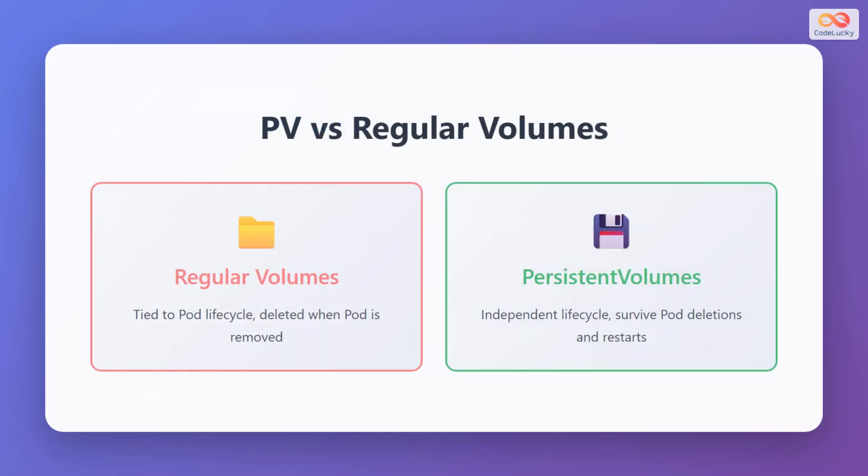The key difference between regular volumes and persistent volumes lies in their lifecycle management. Regular volumes are tightly coupled to the pod's lifecycle, meaning when a pod is deleted, the volume and its data are also removed. In contrast, persistent volumes have an independent lifecycle that survives pod deletions and restarts, ensuring your data remains available even when pods come and go.